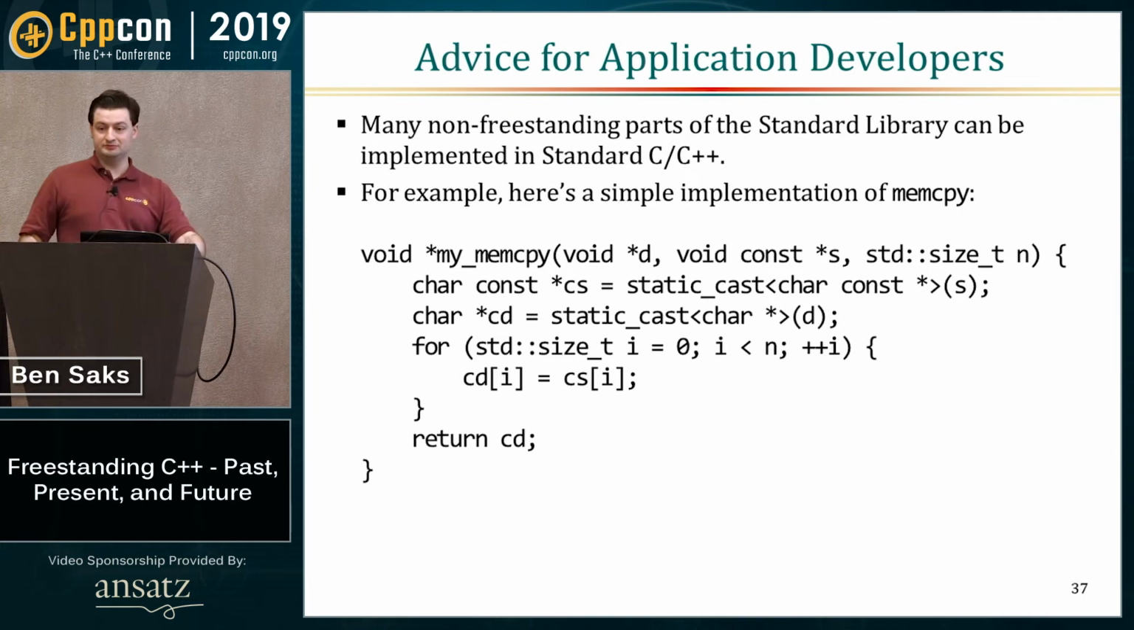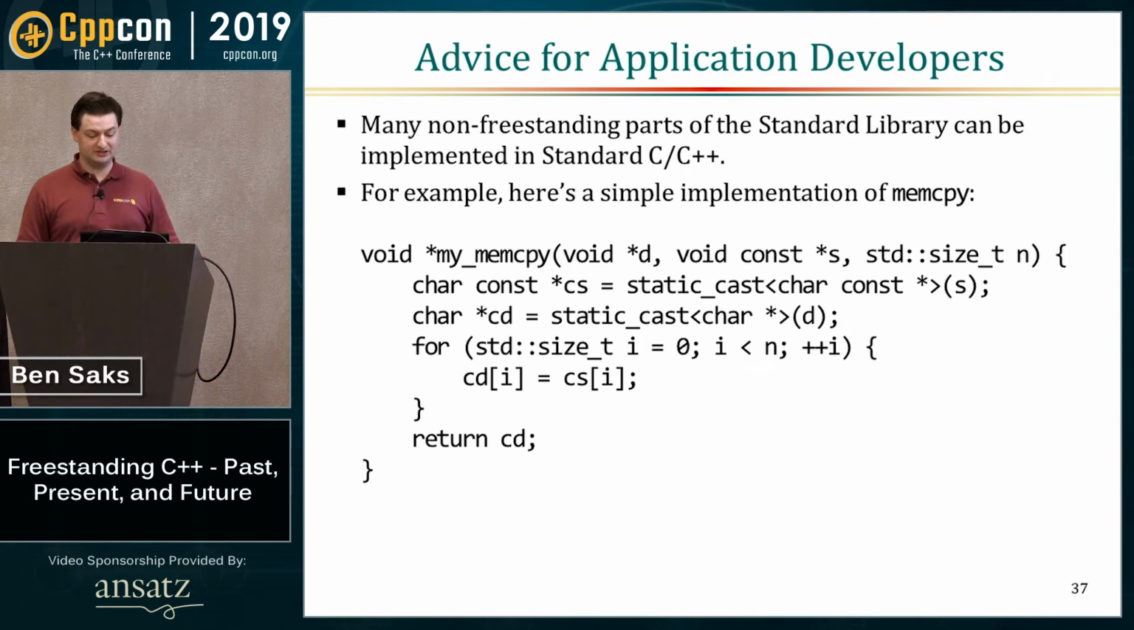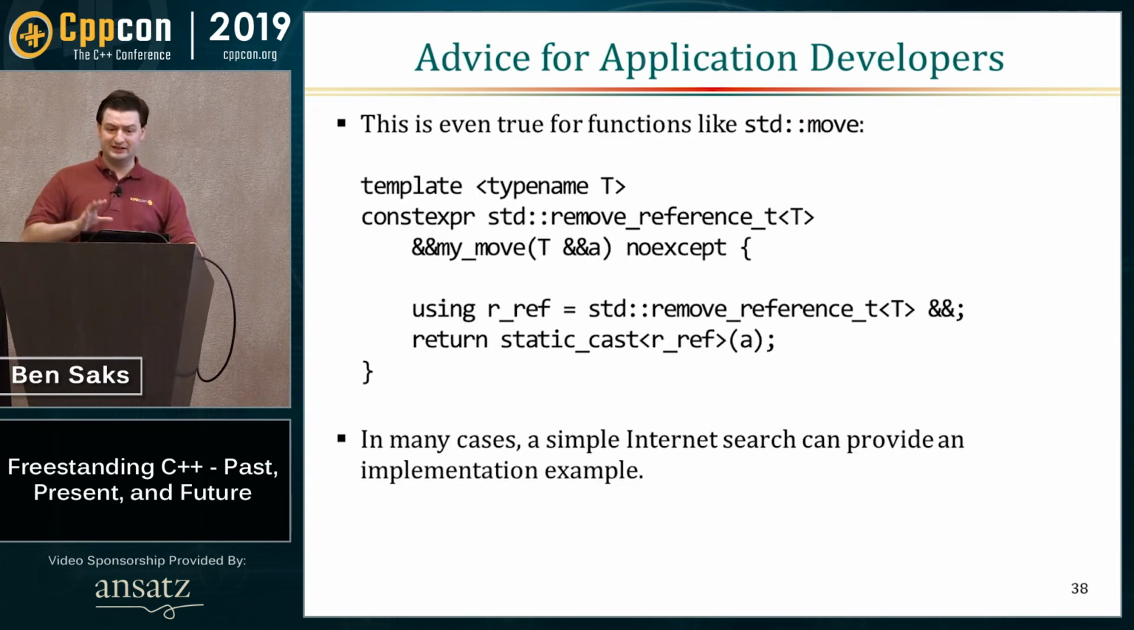For the library parts, there are a lot of parts of the C and C++ standard libraries that can be implemented in standard C and C++. So for example, here's an implementation of memcpy. It's a fairly simple function. You can even do this for functions like std::move, which is not a simple function to write. You need to know a fair number of language features in order to write this sort of function. But it is something that can be written in standard C++, even though it's the sort of thing where, as library support for a core language feature, you might expect that it would be in some way built into the compiler, but it's not. And both of these implementations were things I found with just a simple Google search.